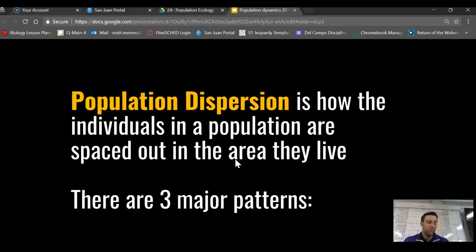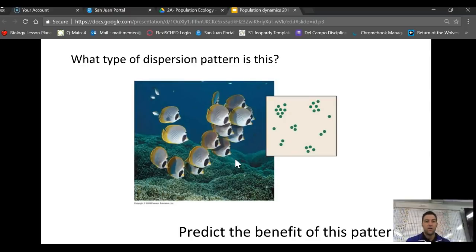So population dispersion, which is another one of our targets this week, and it was talked about in the article, is how individuals in that population or in that area are spaced out. So how they are dispersed. Okay, so we find 3 major patterns when we look at population dispersion in those populations. I'll give you a second to write this down, but one of those is actually called clumped. And so we see that here in this picture.